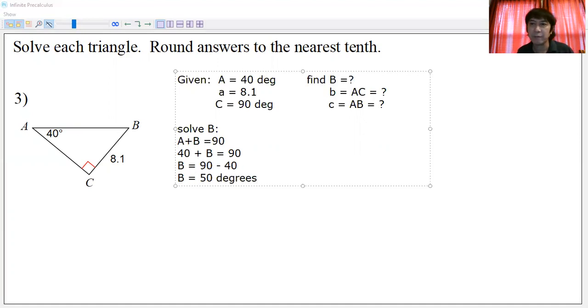Okay, we have one, all right? We're done with angle B. So all angles are solved. We will now attempt to solve the sides. What should be the appropriate formula? We can use sine and tangent. Let us make use of tangent first.